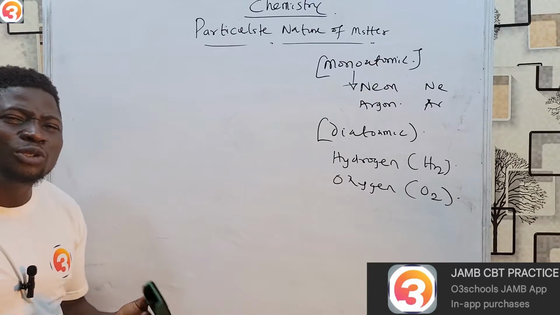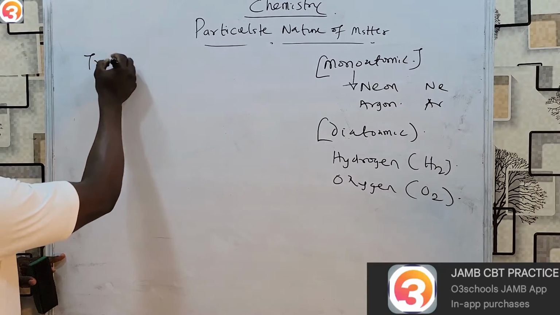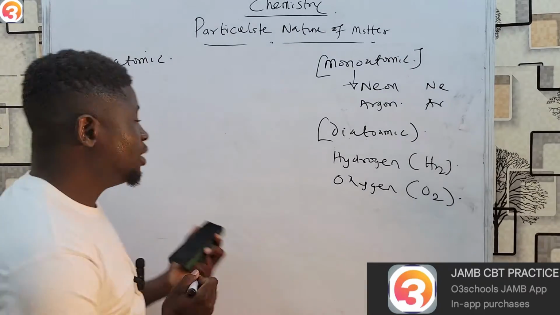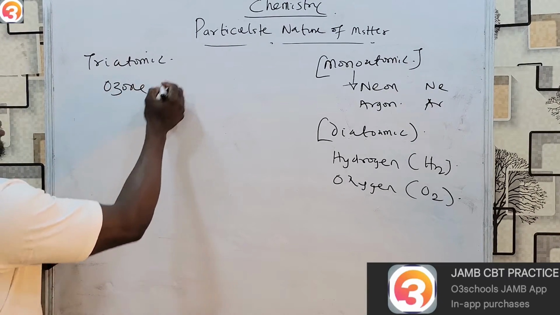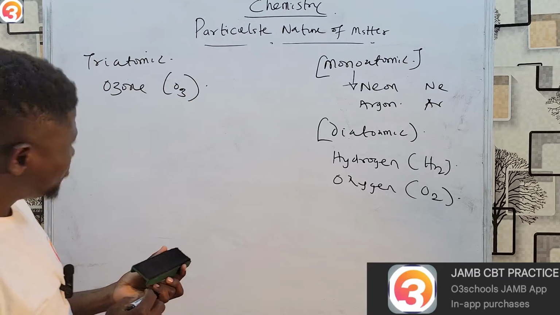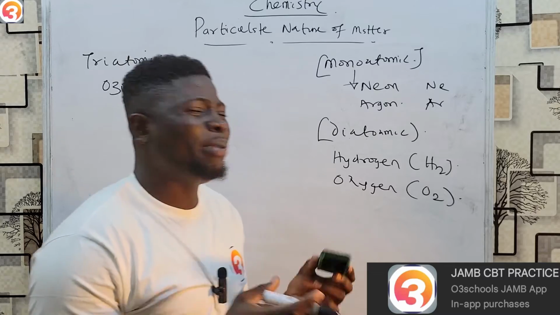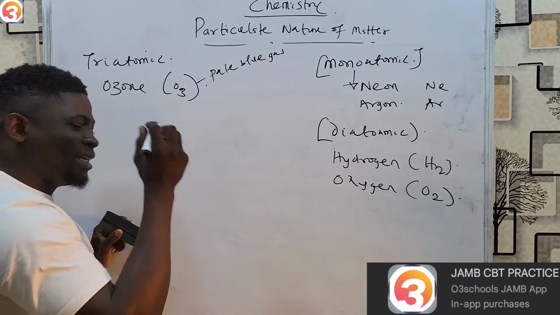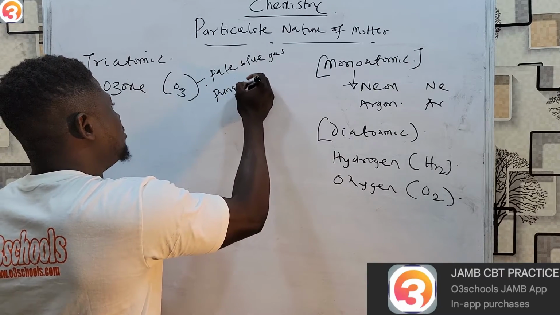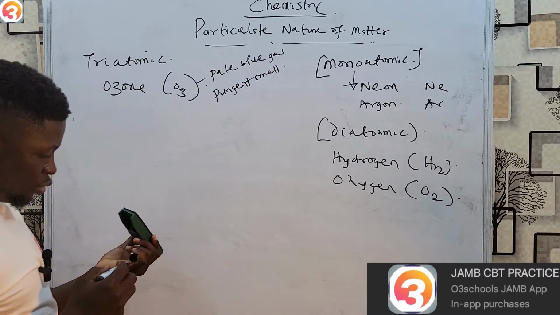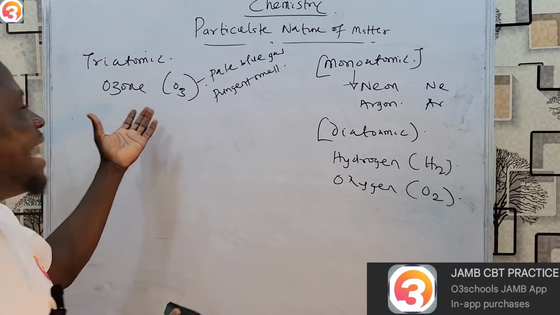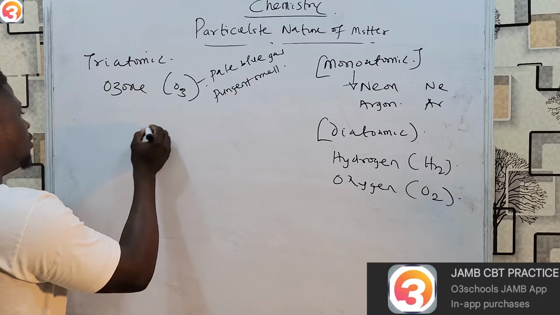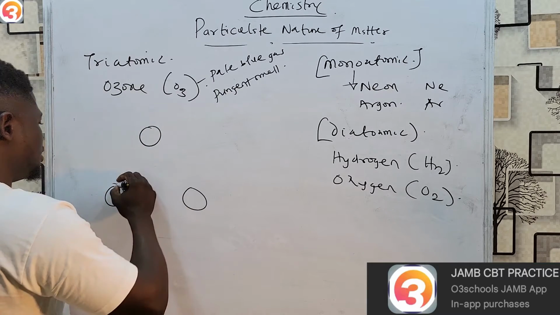A molecule can also contain 3 atoms. In that case, we say it is triatomic. A very good example of a triatomic molecule is ozone, usually O3. It's a pale blue gas with a distinctively pungent smell. So this is ozone, a triatomic molecule. It has 3 atoms, right? The structure of ozone is like this.